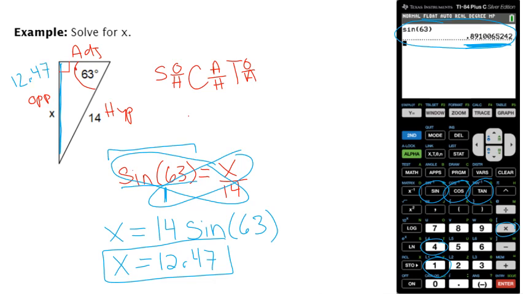If I had to find the second missing side, I could use the Pythagorean theorem, or I could use trig again. I have a lot of options of what I can do.